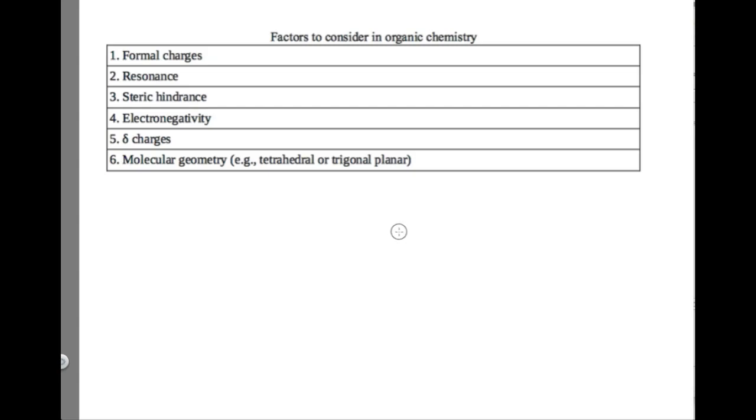Obviously, for the problem we just worked with, the key factor was that one structure had resonance in the carbocation and the other structure did not have resonance in the carbocation.